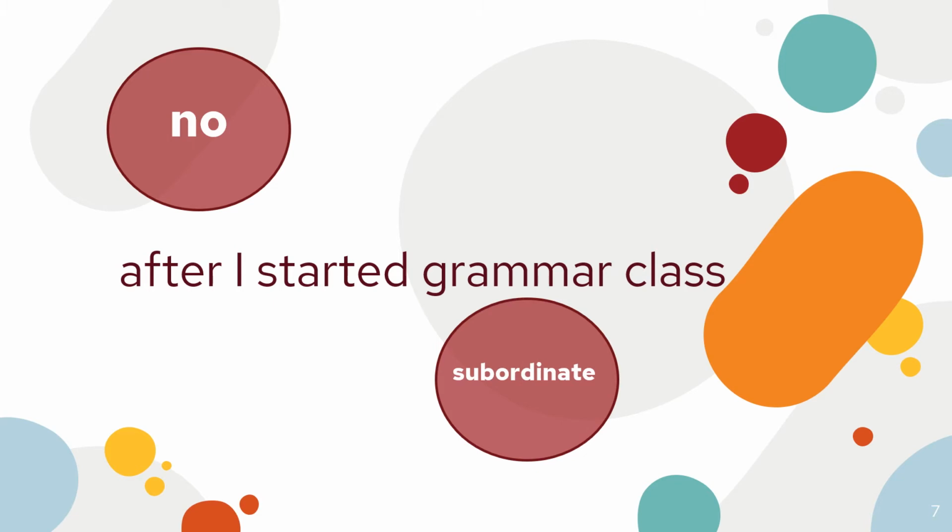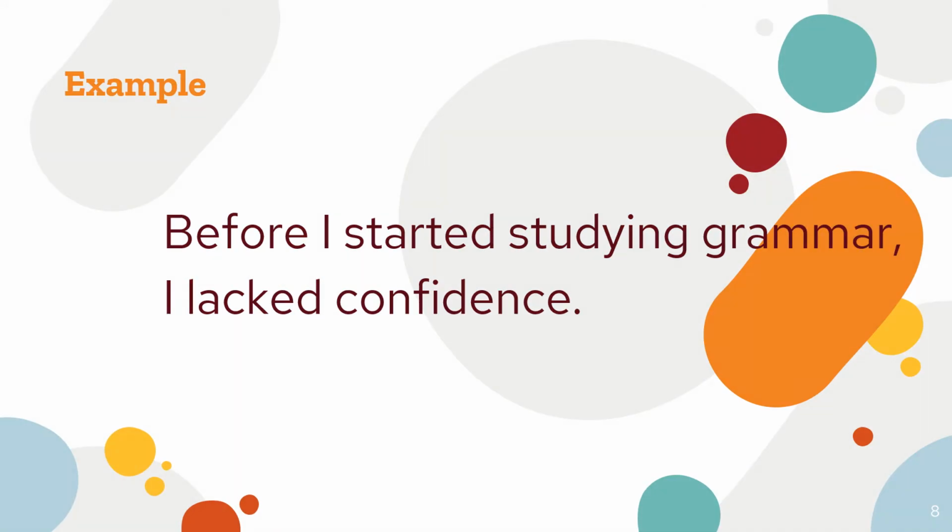The verb tense in this clause will change depending on the verb tense in the independent or main clause. Let's look at another example. Before I started studying grammar, I lacked confidence. Before I started studying grammar is clause 1. I lacked confidence is clause 2.